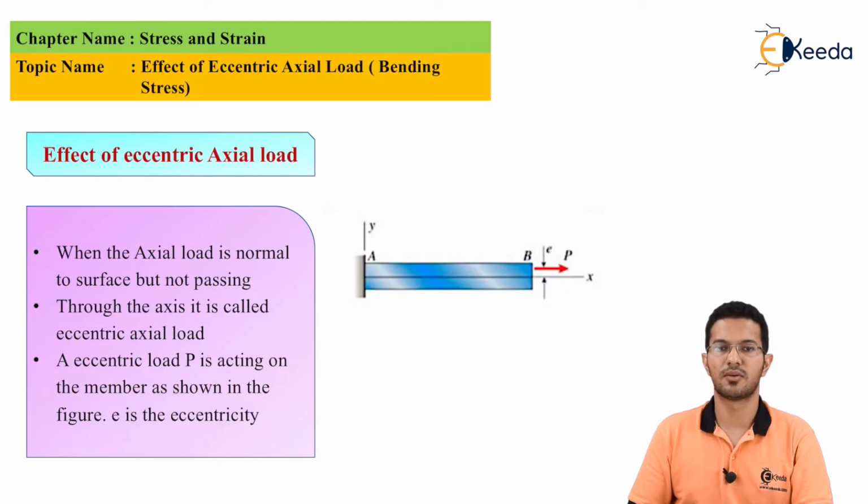As we can see from the figure, a load P is acting on a member away from the longitudinal axis, and the eccentricity is E. To know the effect of eccentric axial load on a member, let us consider two loads P1 and P2, which are equal in magnitude to P and opposite in direction.